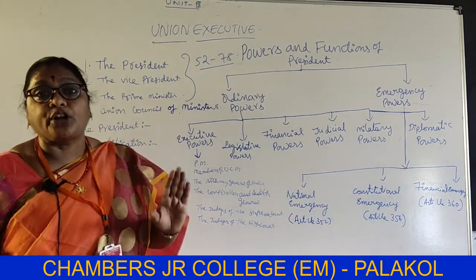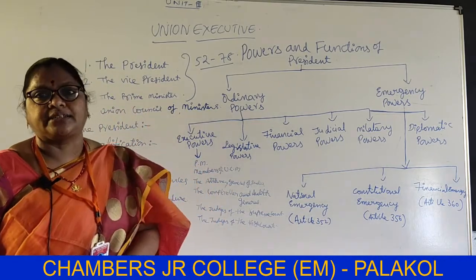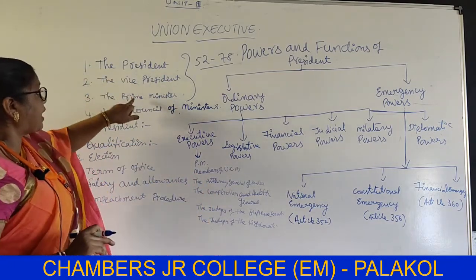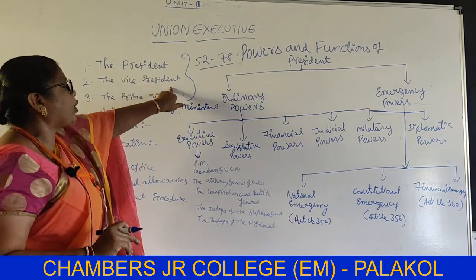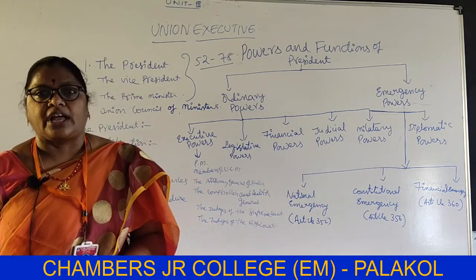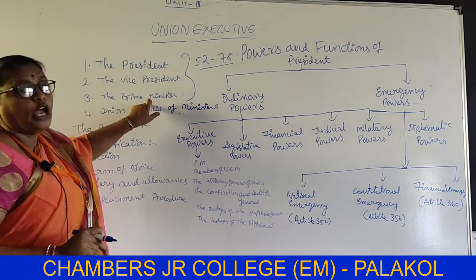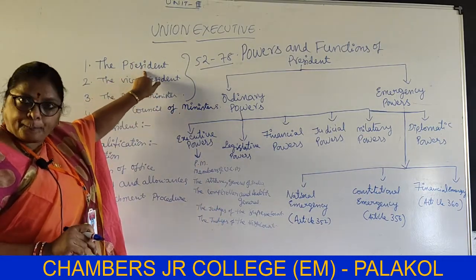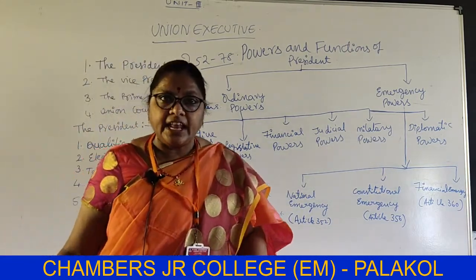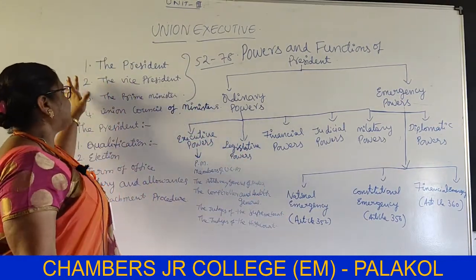The prime minister is appointed by the president. Actually, who will appoint the prime minister? The prime minister is appointed by the president, and the prime minister will look after the union government. Okay, up to here is it clear, everyone? Do you understand it?